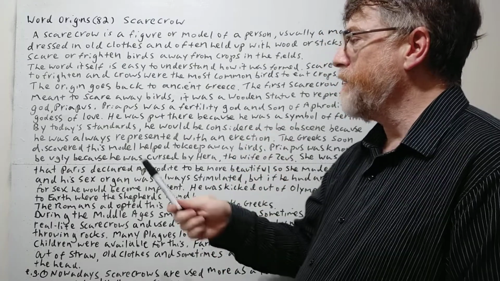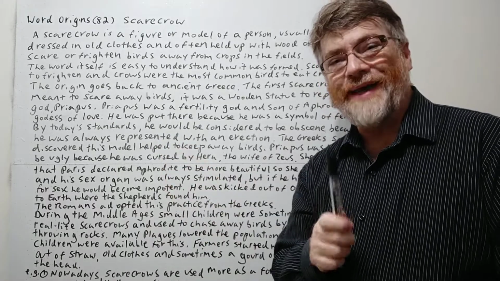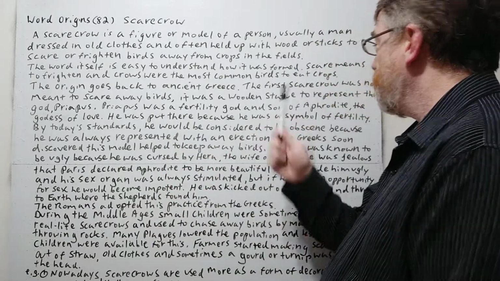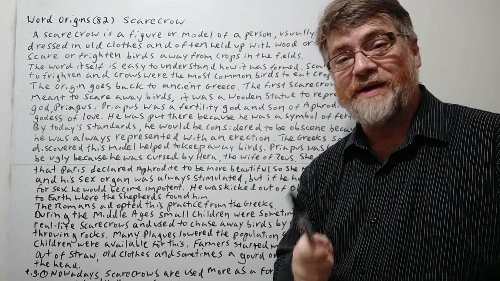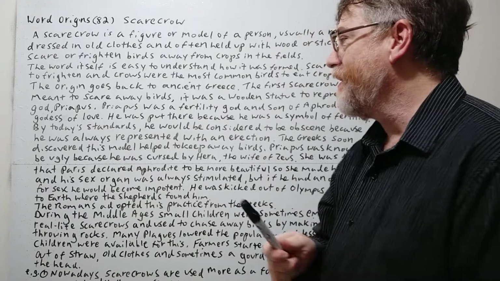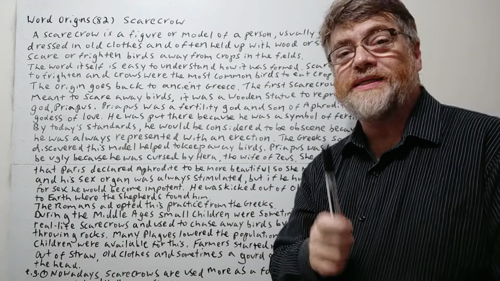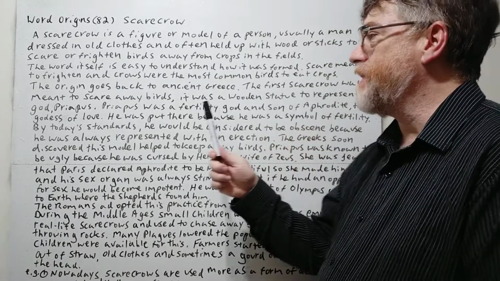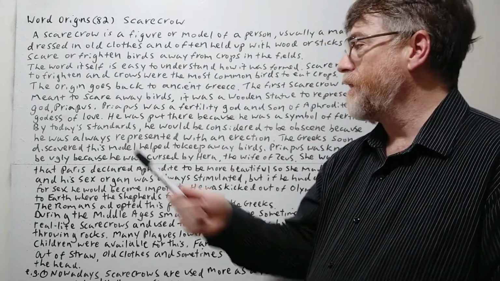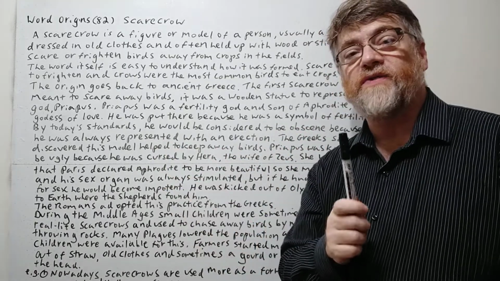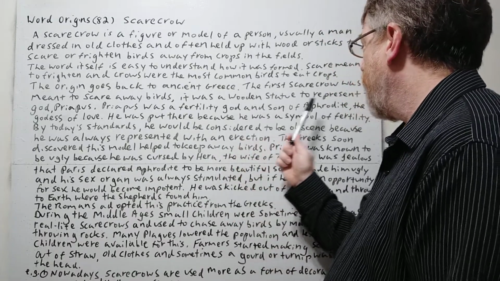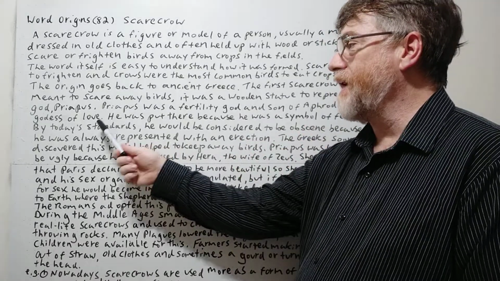Okay, let's continue. The origin goes back to ancient Greece. The first scarecrow was not actually meant to scare birds away. It was a wooden statue to represent the god Priapus. Priapus was a fertility god and son of Aphrodite, the goddess of love.